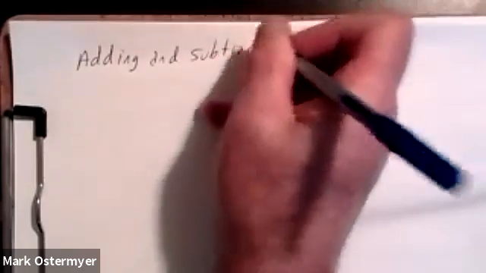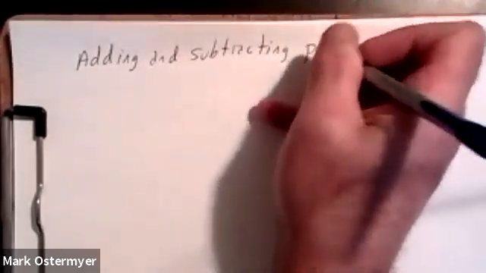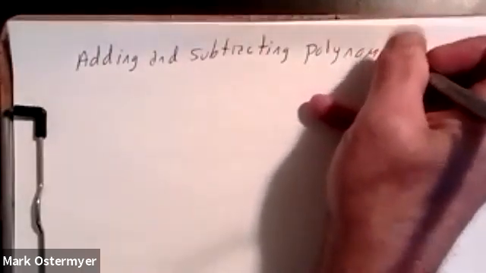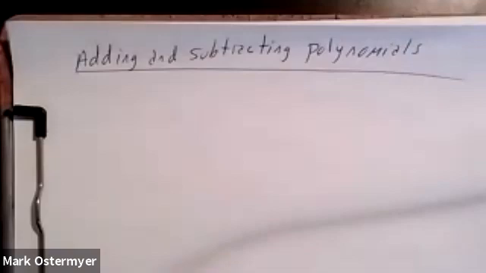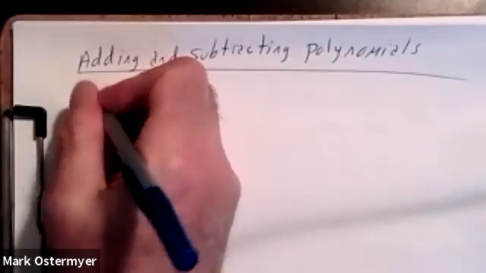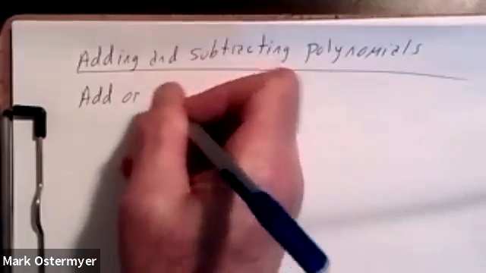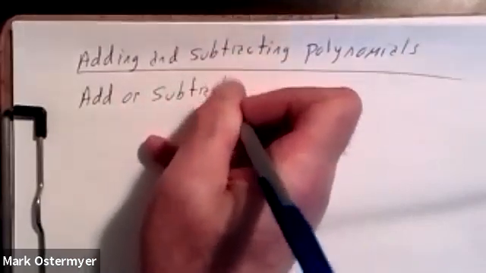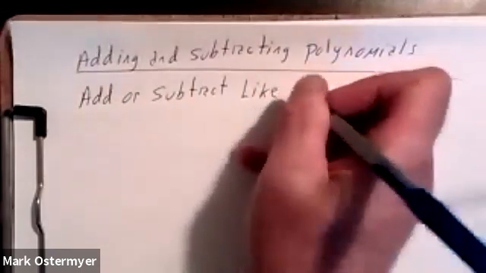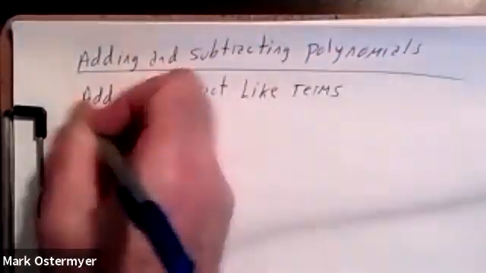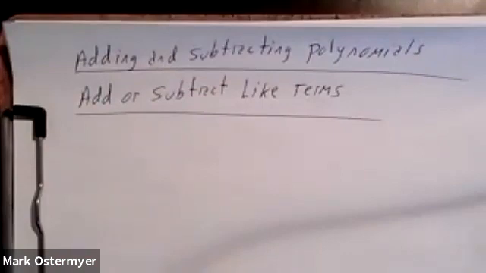All right, so what are we going to do with these polynomials? Well, we're going to add and subtract them. And in order to add or subtract polynomials, we add or subtract like terms. We add or subtract like terms. So let's try one out.